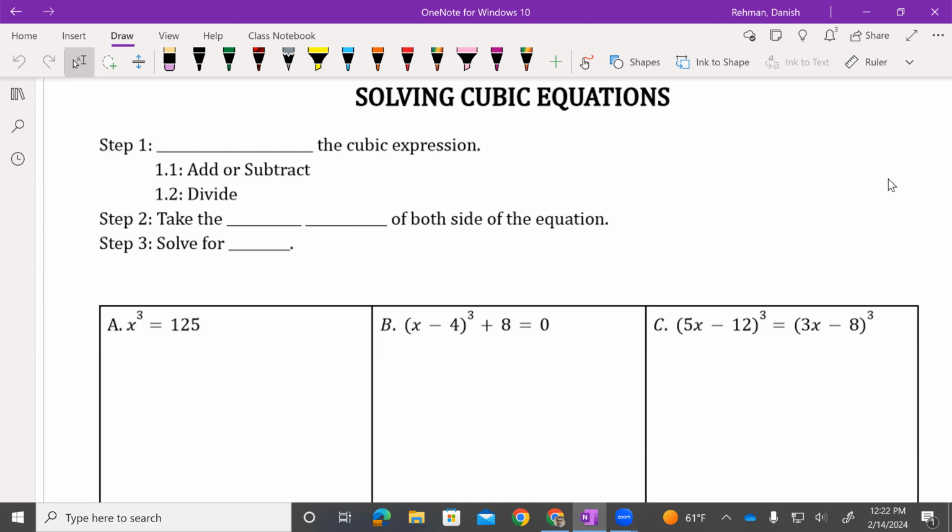First thing that we have here, solving cubic equations. Cubic is the first thing. The step number 1 is telling me there is a blank. Let's fill the blank. Can someone tell me what I should do? Because we have done these same steps in the square root equations also. Do you remember?